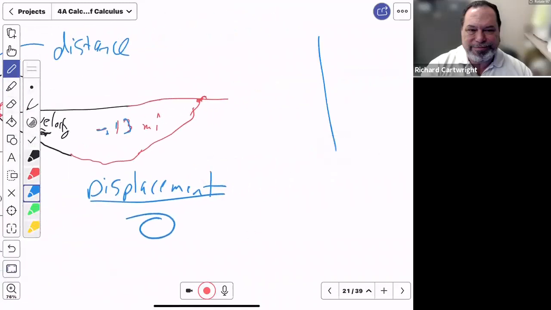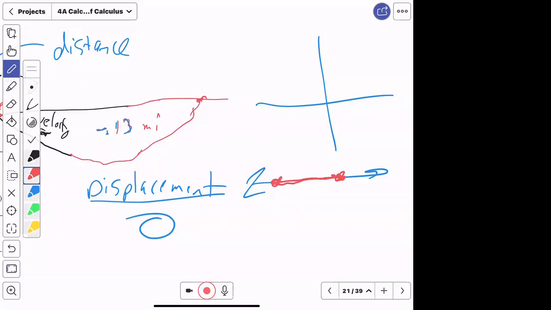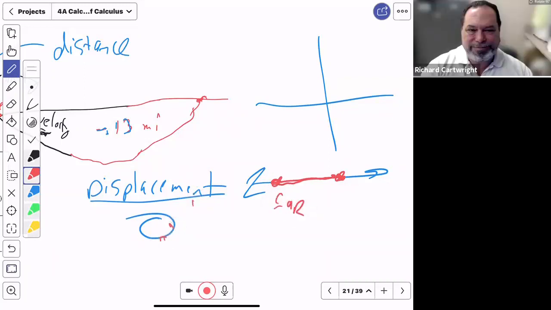Displacement means if you start moving, let's say let's do an X, just a straight line. And if I travel this way for 13 miles and then I stop and then I travel this way for 13 miles, where's my car? At your starting point. At my starting point. So my displacement is 0.